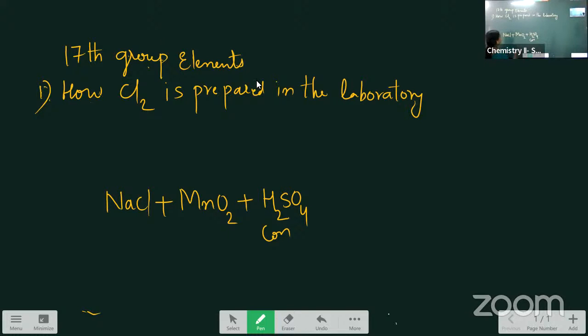Good morning students. So today we are going to prepare Cl2 in the laboratory. So this is called the laboratory method. Here the chemicals which we require are NaCl. NaCl is what? Sodium chloride. That is reacted with MnO2. So what is MnO2? Manganese dioxide. Okay students.